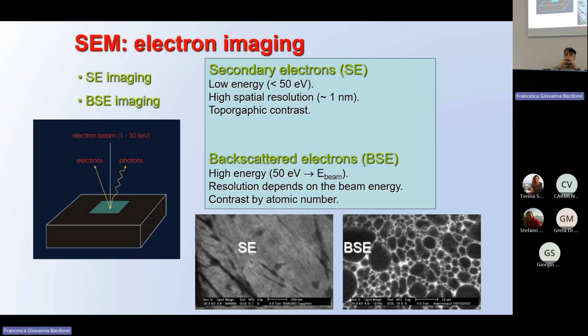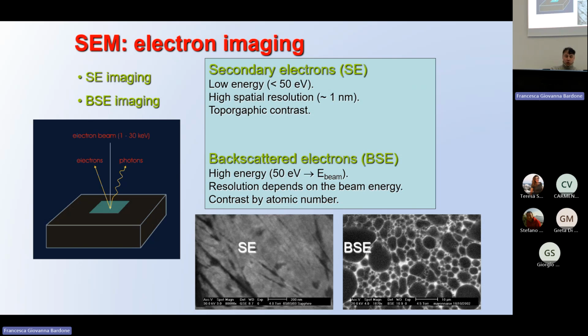I send 10 electrons to a uranium atom, and all my 10 electrons come back. I send my 10 electrons to a lithium atom, maybe only one comes back. So the reflection depends on the atomic number.